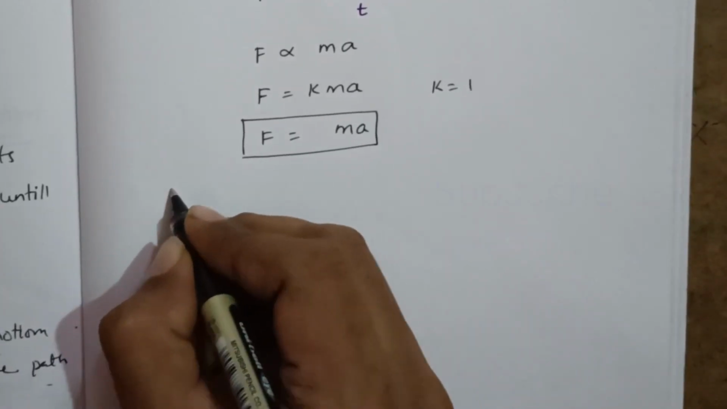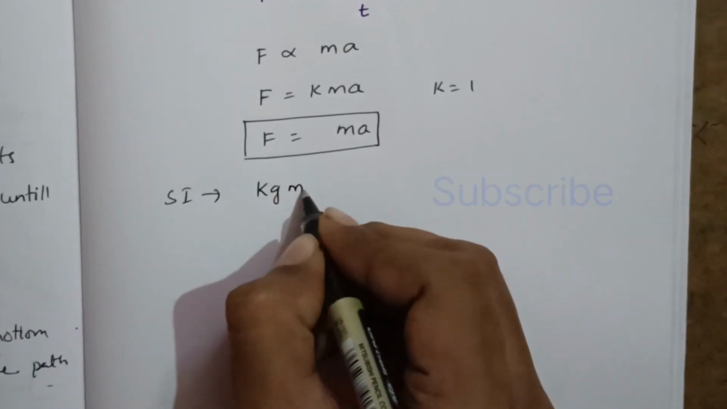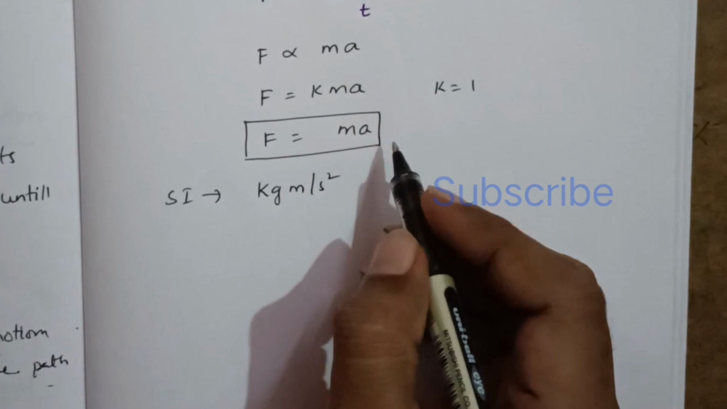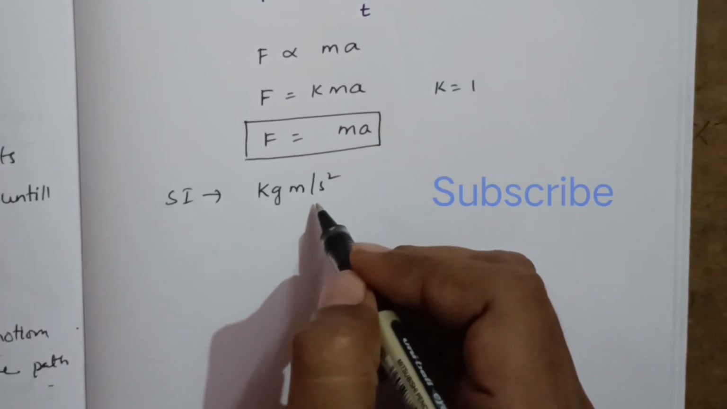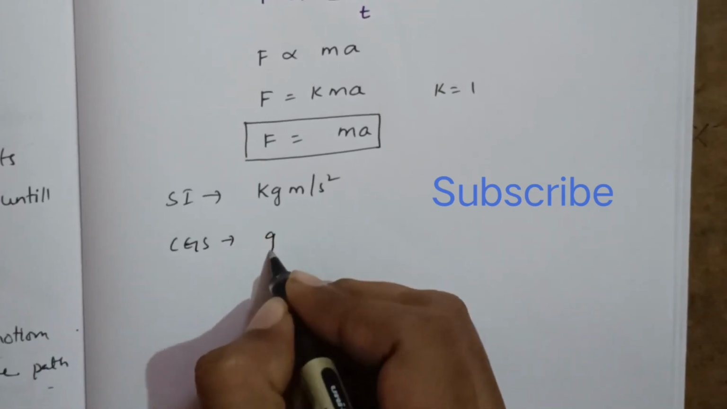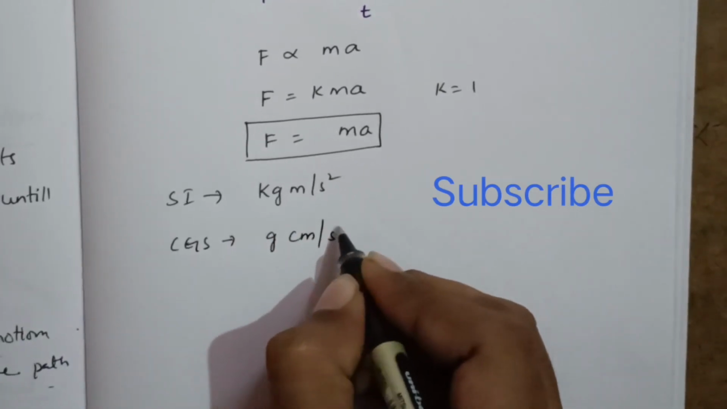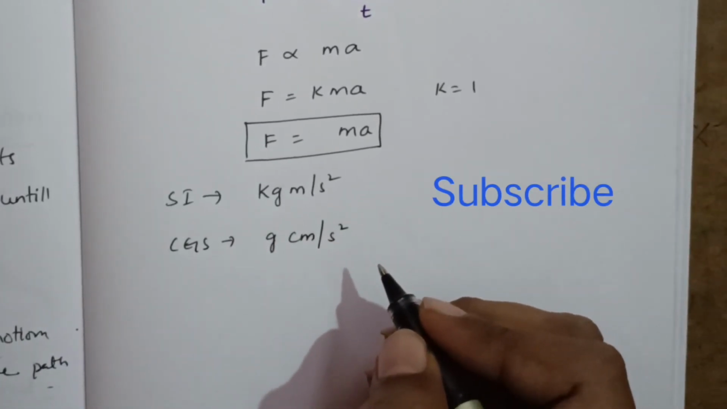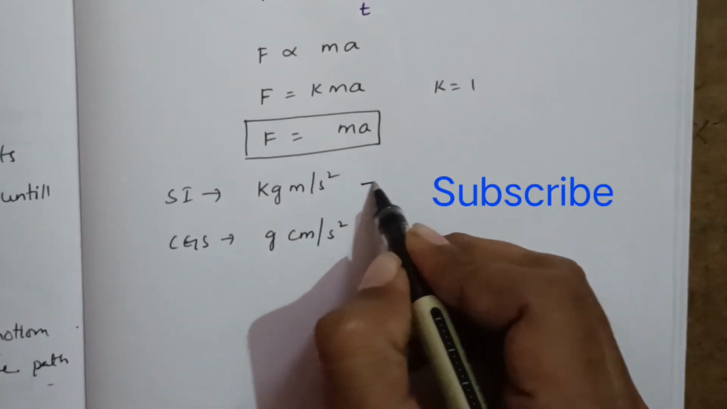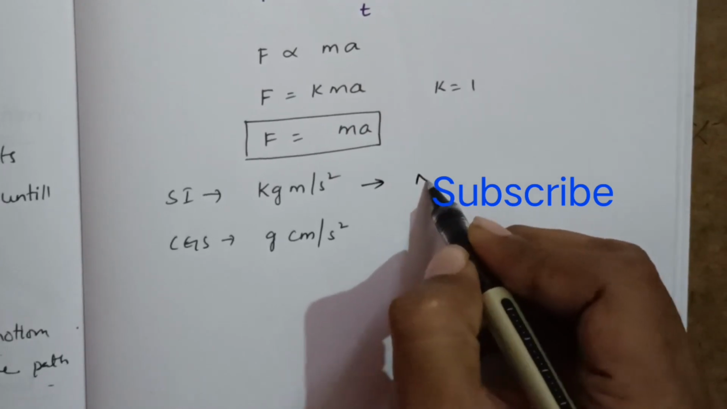Now SI unit of force is kg meter per second square. Mass SI unit is kg. Acceleration SI unit is meter per second square. CGS unit is gram centimeter per second square. SI unit also can be written as Newton.